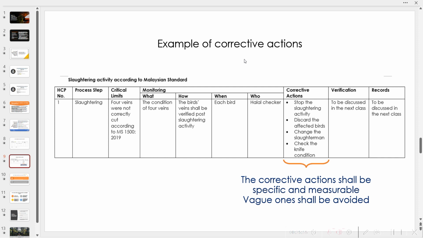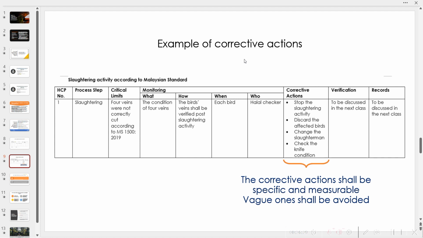Alright, so this company carries out slaughtering activities. This is the step. Remember, if you want to slaughter chicken, you have to ensure 4 bins are severed, according to Malaysian Standard 1500:2019, right? So what do you need to monitor? You need to monitor that all 4 bins are severed. How? The bird's bins shall be verified post-slaughtering by the halal checker, for each bird.